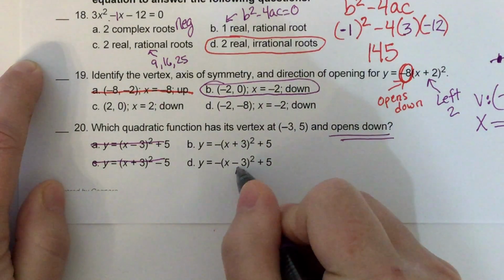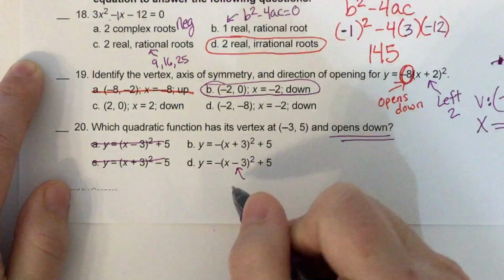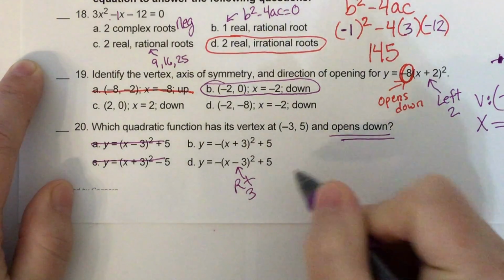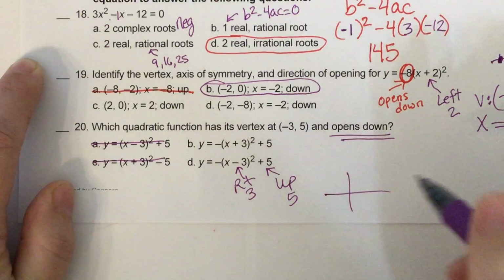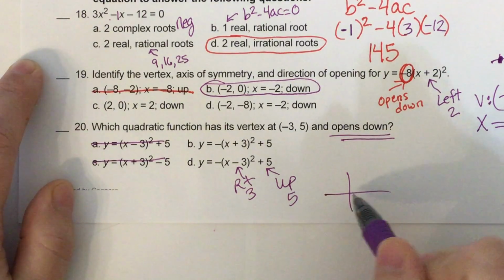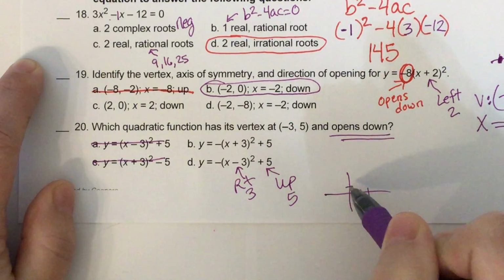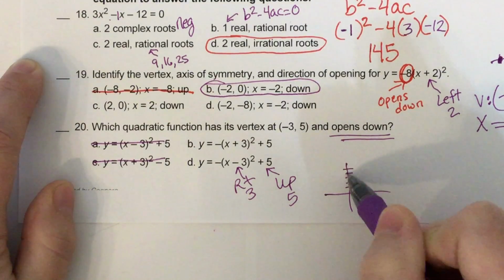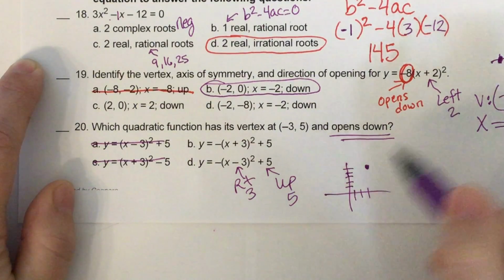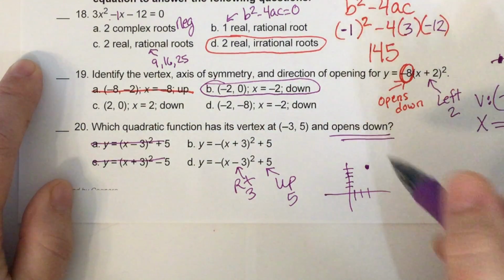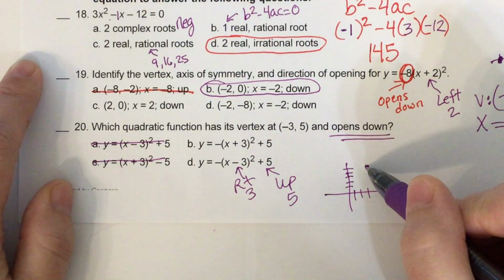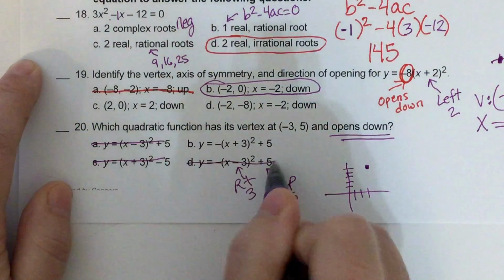I'm going to start with this one. A minus in the parentheses makes you go right. A plus in the back makes you go up. So if you were at 0, 0 and you went right 3 and up 5, would you be at negative 3, 5? No, you'd be at a positive 3, positive 5. So it can't be D.